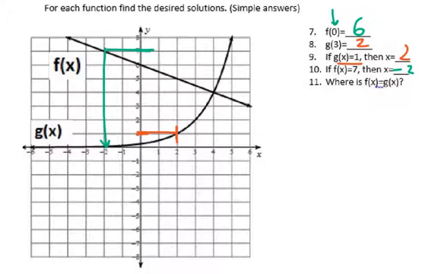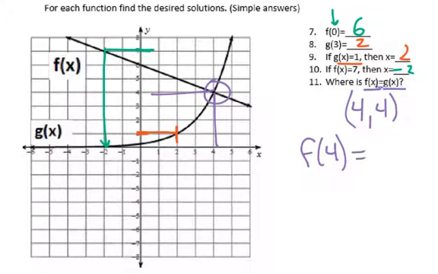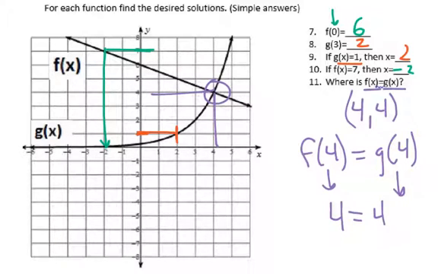Okay, now 11, where are they the same? Where is f of x equal to g of x? Where do they intersect, essentially? At that point right there, which is 4, 4. The point 4, 4, that's where they're the same. When f of 4 is equal to g of 4, because they're both equal to 4. That's where it's the same. That point is the answer it was looking for. Okay, so there we go with those ones.